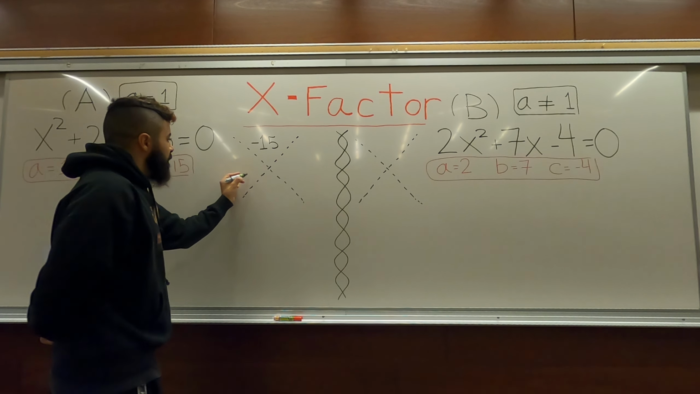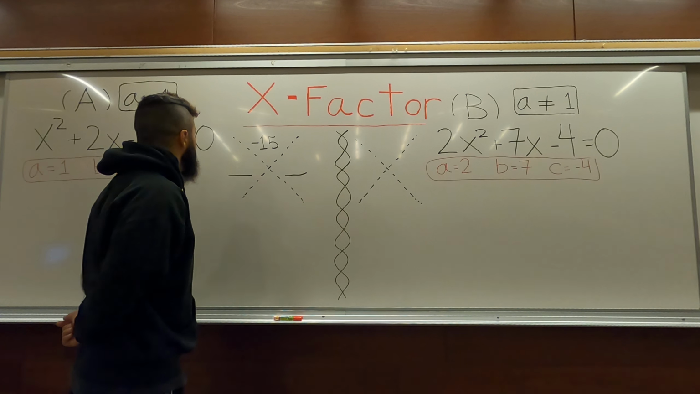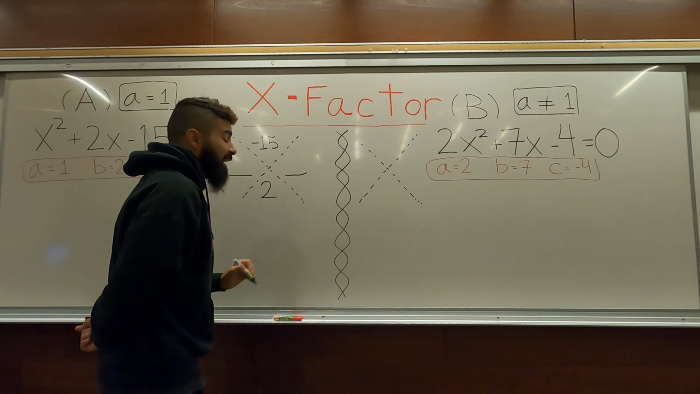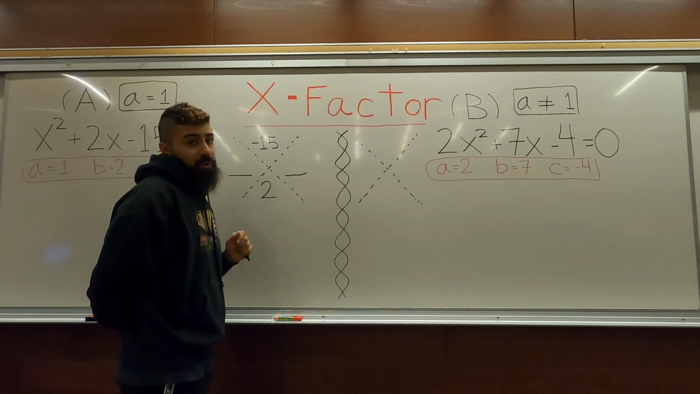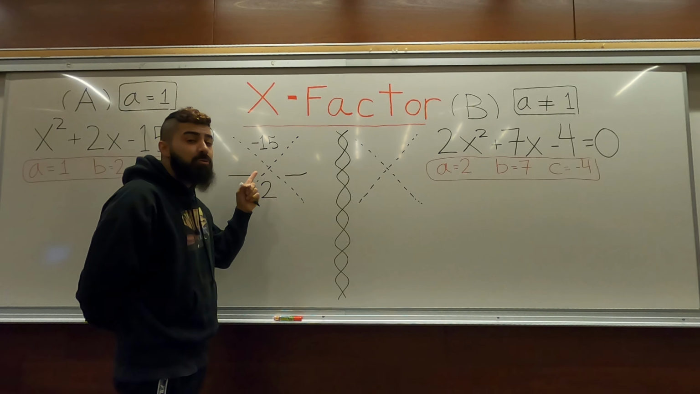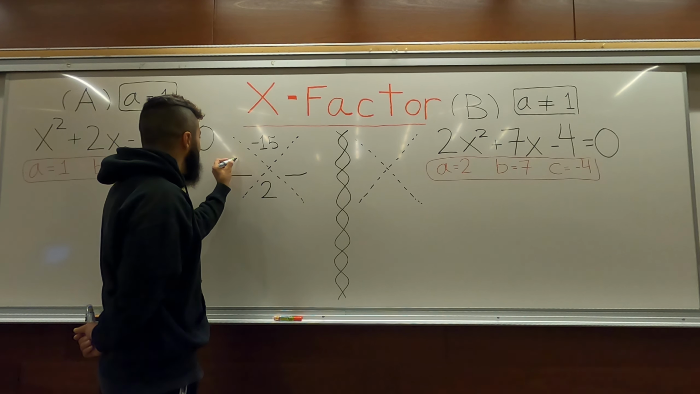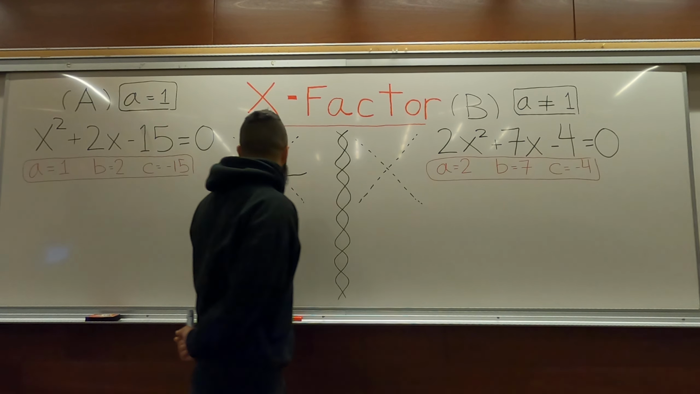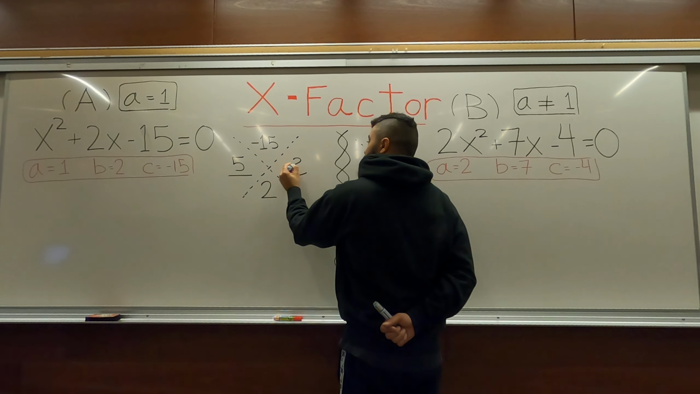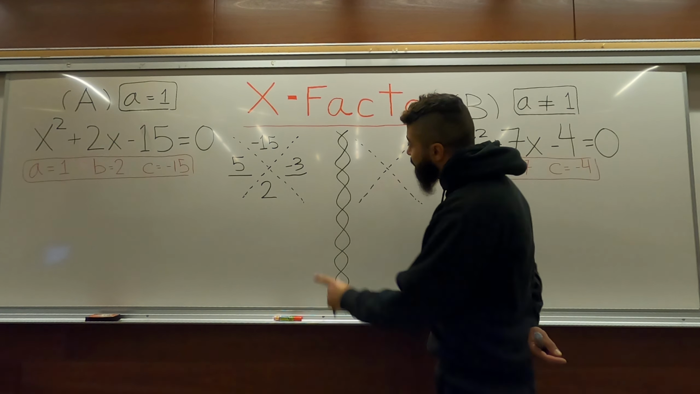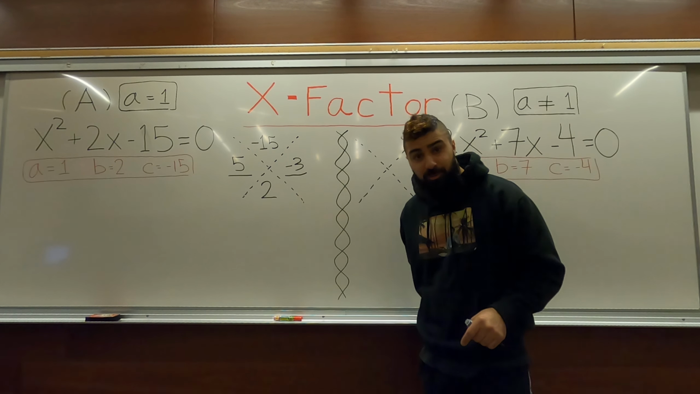On the bottom is going to be your B. That's it, just B by itself. And it's a little bit of trial and error at this point. You ask yourself, what two numbers multiply to give me negative 15, but add to give me positive 2? Those two numbers happen to be 5 and negative 3. 5 times negative 3 is negative 15, right? 5 plus negative 3 is 2, right?